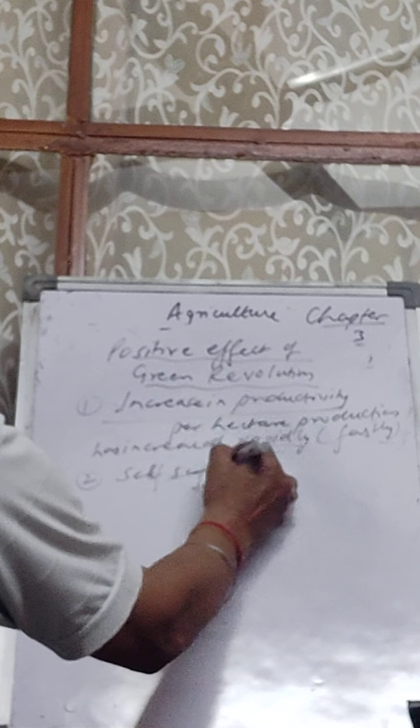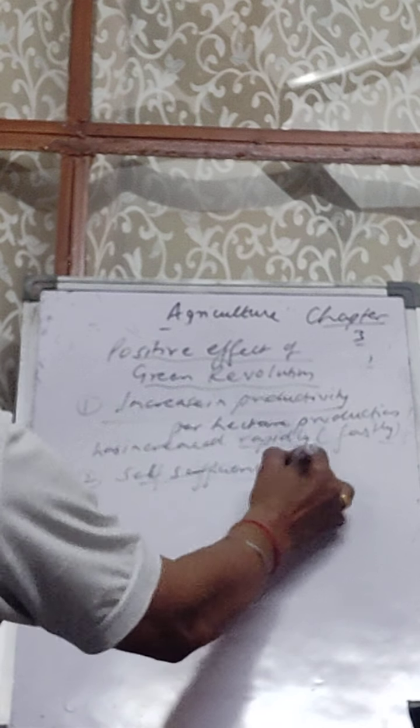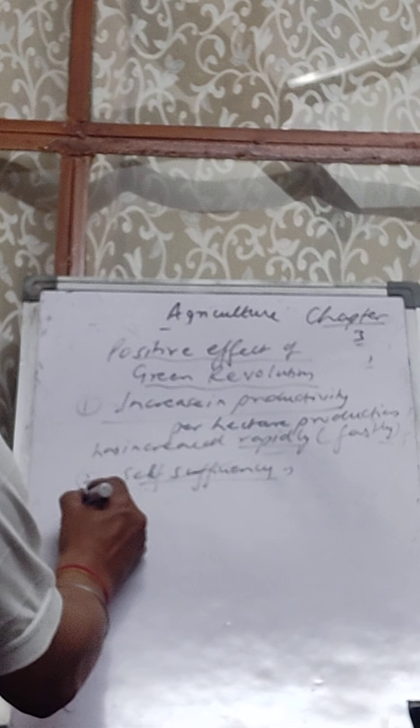Now, second is self-sufficiency. Now, because of green revolution, we have become self-sufficient in the production of food grains. Before green revolution, we had to depend upon the other countries for the import of various food grains, but now we have become self-sufficient in the production of food grains.